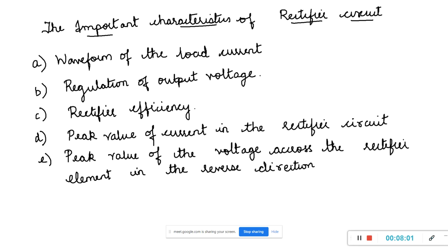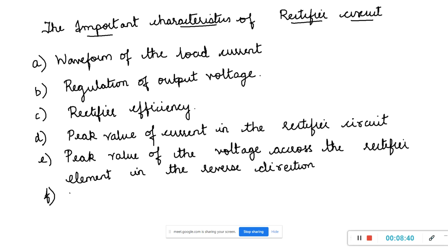During the reverse bias, reverse voltage is applied, so inverse current will flow. That is when the diode is not conducting, in the reverse bias, the reverse voltage gets applied across this diode. That determines the peak value of the voltage across the rectifier element in the reverse direction. In the reverse direction, meaning when the diode is not conducting, some voltage is there. That also we have to analyze, and it is one of the important characteristics of the rectifier circuit.